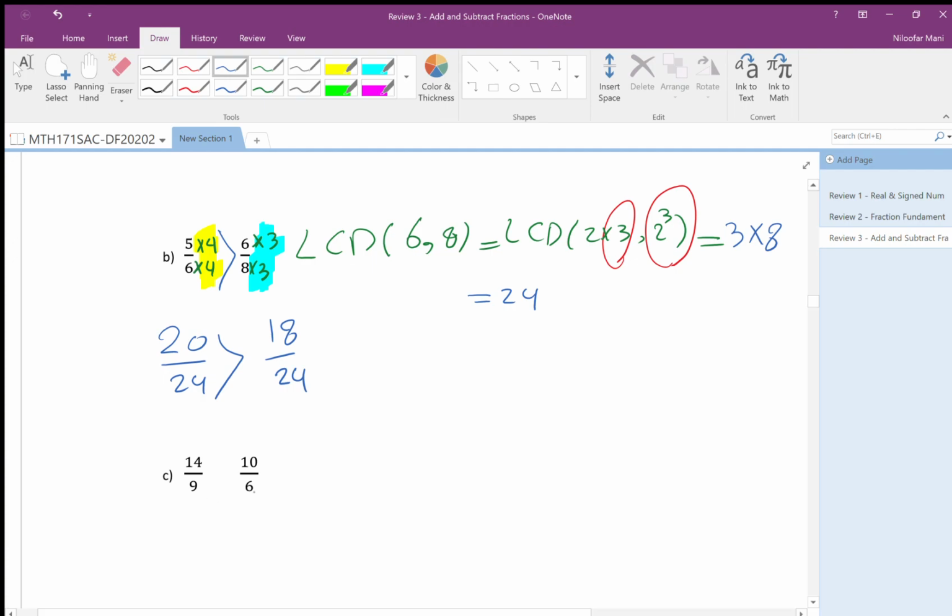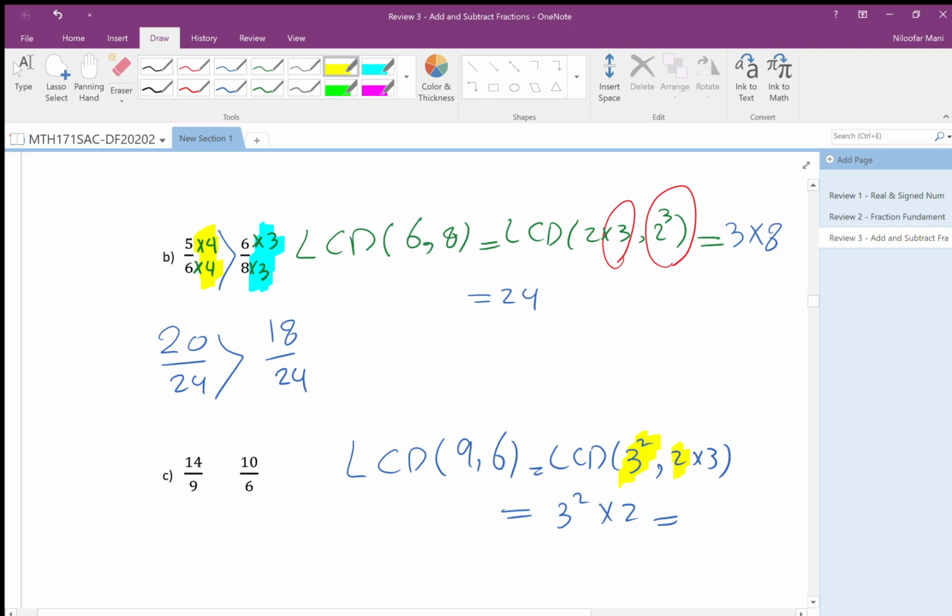Okay, 9 and 6. They are not like each other. Least common denominator of 9 and 6: 3 squared, and 2 multiplied by 3. Between 3 squared and 3, I use the one with the highest exponent, and I use this one. And 2, just 2. Okay, so it is 18, right?